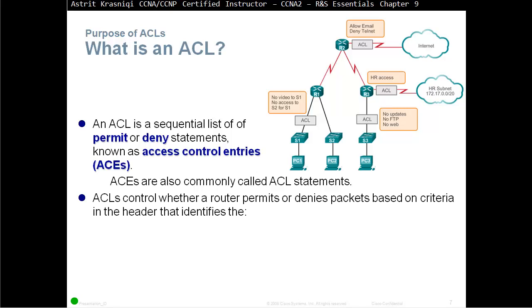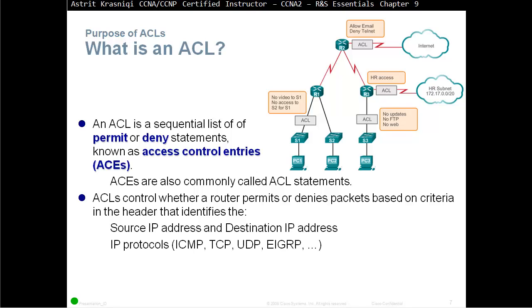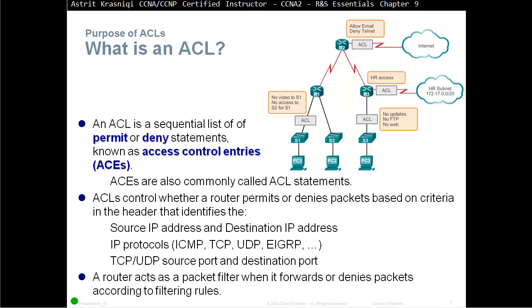An access control list controls whether the router permits or denies packets based on the criteria in the header that identifies the source IP address and destination IP address, IP protocol, ICMP, TCP, UDP, EIGRP, OSPF, any other protocols, and TCP and UDP source port number and destination port number. A router acts as a packet filter when it forwards or denies packets according to the filtering rules.